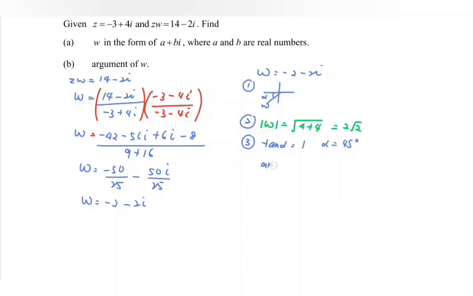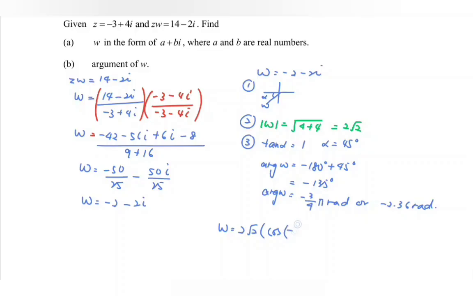Next is to find the argument of w, where we have negative 180 plus 45, then we have negative 135 degrees. In the form of radians, we have negative 3 over 4 pi radians, or negative 2.36 radians. If we want to write in polar form, w is equal to 2 root 2 bracket cos bracket negative 3 over 4 pi plus i sine bracket negative 3 over 4 pi. Just an extra, the polar form.